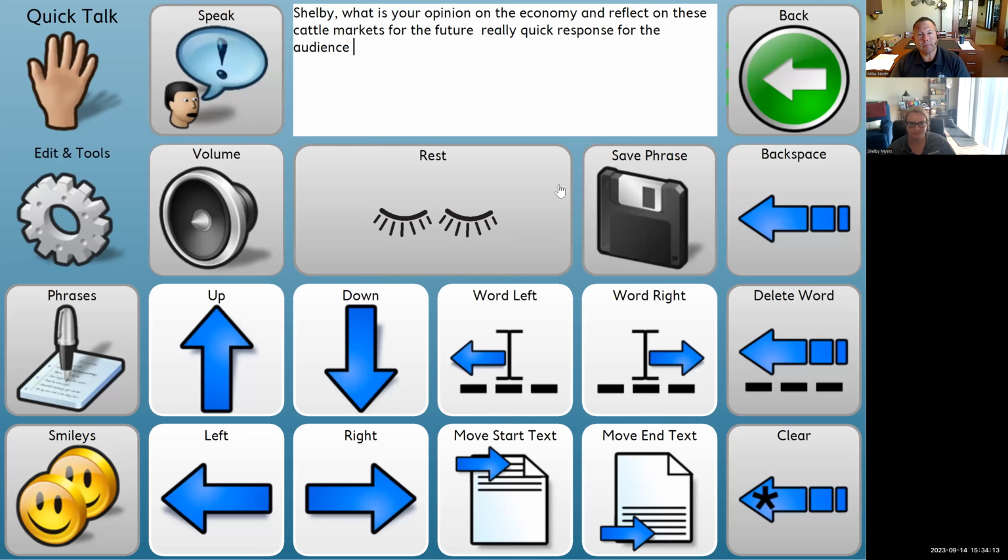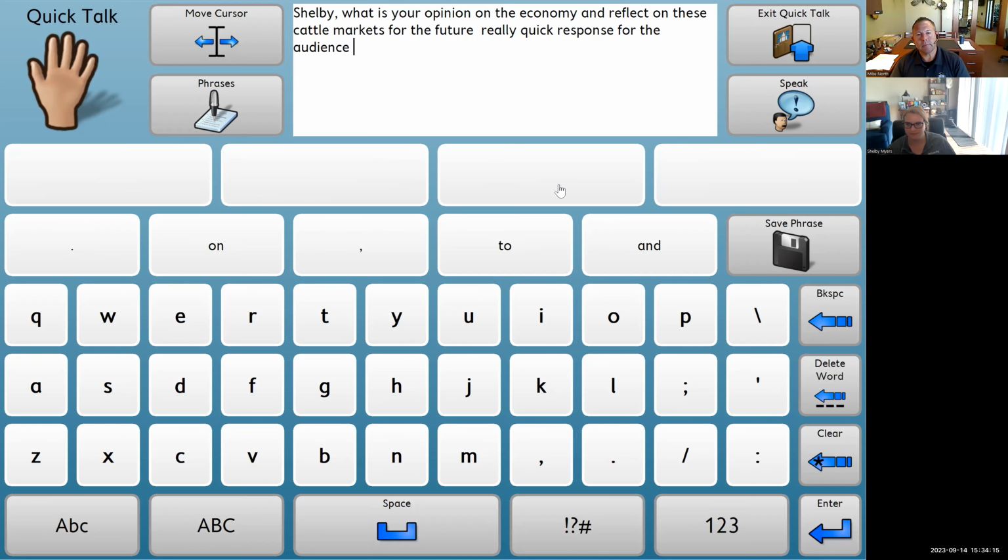Shelby, what is your opinion on the economy? And reflect on these cattle markets for the future. Really quick response for the audience.